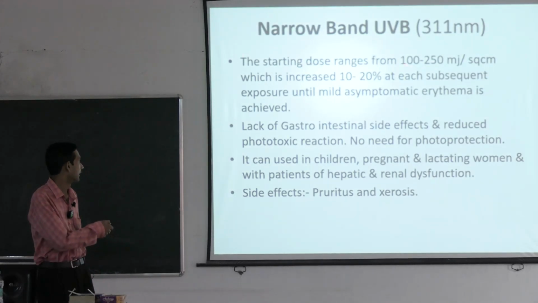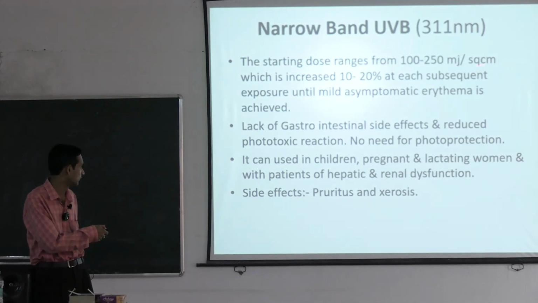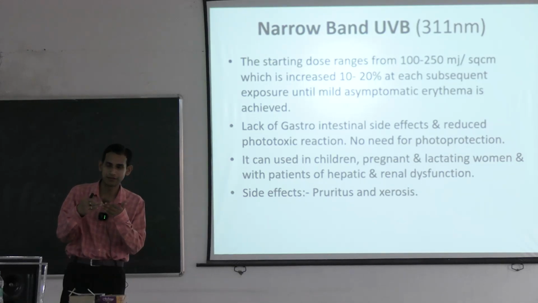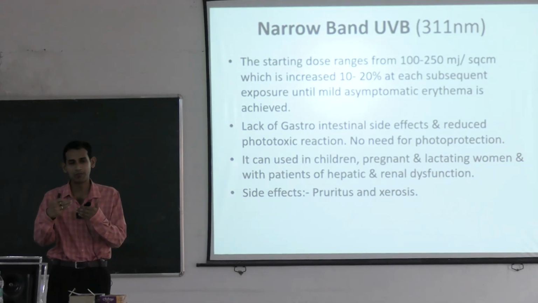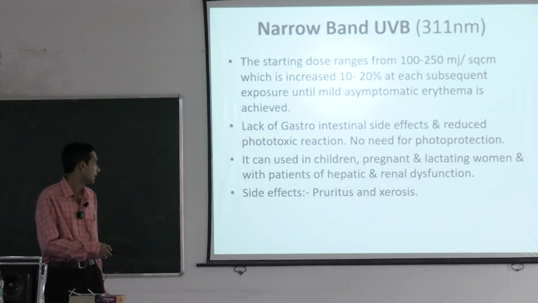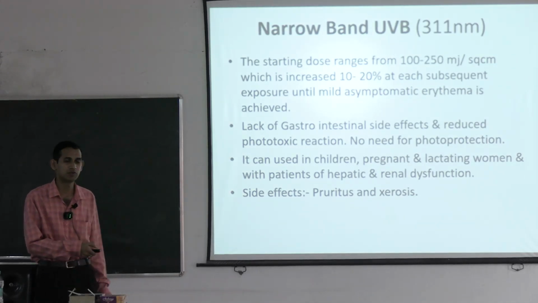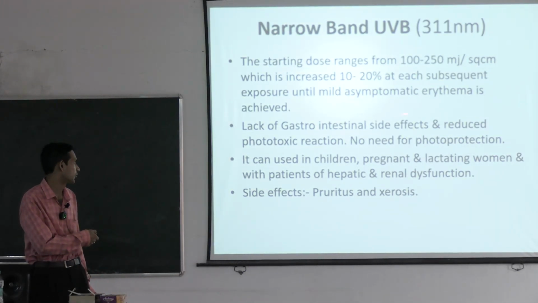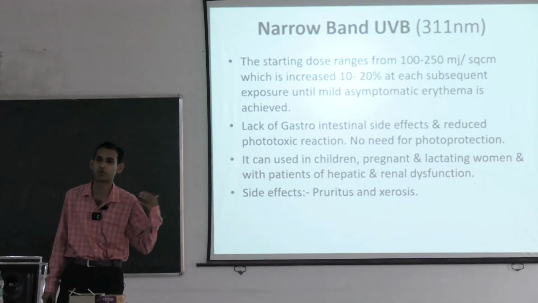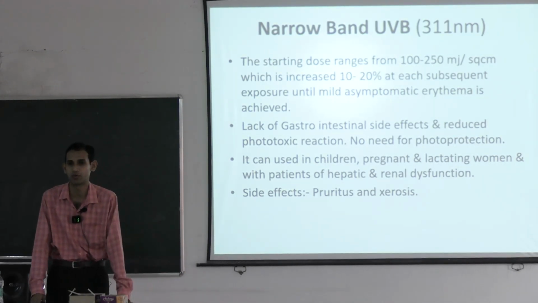That means the starting dose is 100 to 250 millijoules per square centimeter, gradually increasing by 10 to 20% in each subsequent exposure until mild asymptomatic erythema is achieved. Narrowband UVB therapy is comparatively safe, and side effects are very minimal. Lack of gastrointestinal side effects, that means nausea and vomiting are also very less, and reduced phototoxic reaction. No need for post-treatment photoprotection.